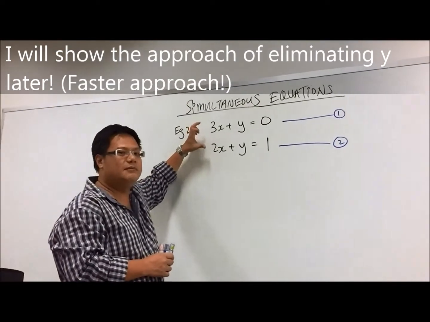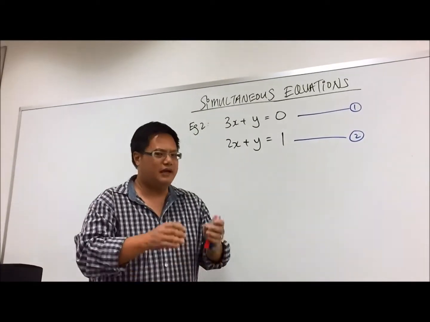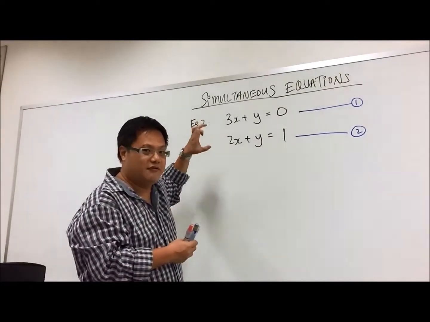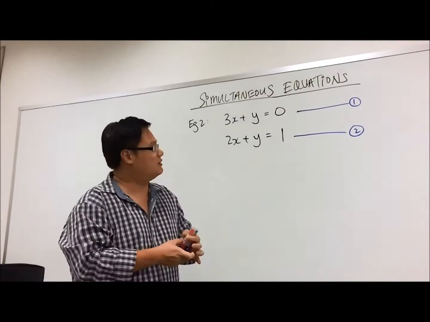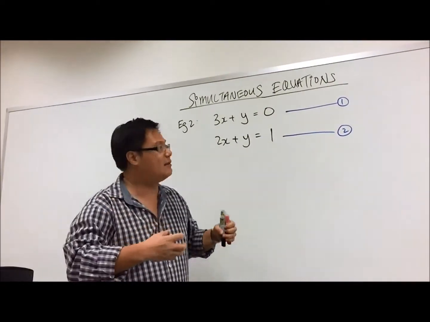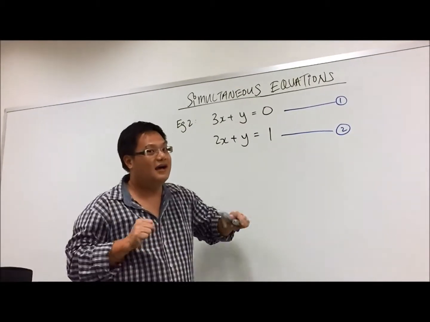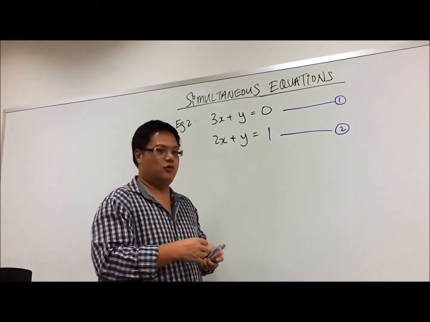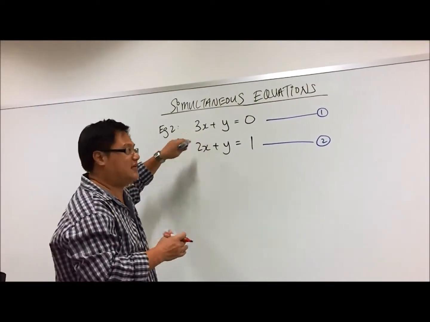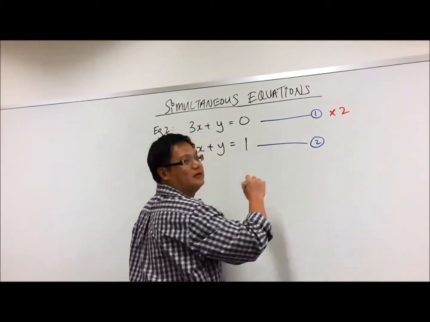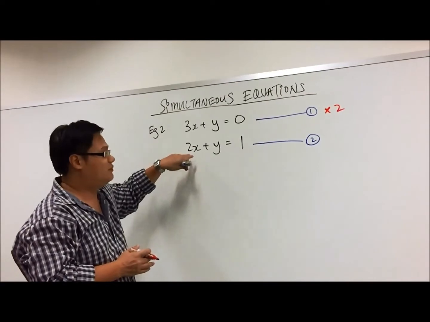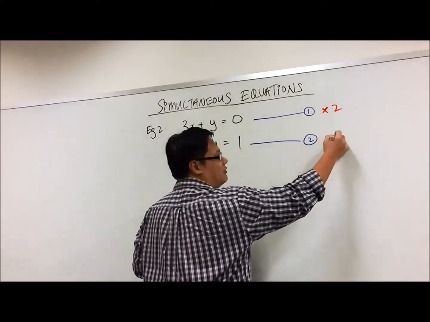So in order to eliminate the variable x, my intention is to make both coefficients of the variable x the same. When I see a 3 and a 2 here, the first number that comes to my mind is the LCM of 3 and 2, which is 6, right? So what do I have to do? In order to have a coefficient 6 for the x term, I multiply equation 1 by 2. To get a coefficient of 6 for the variable x in equation 2, I multiply equation 2 by 3.